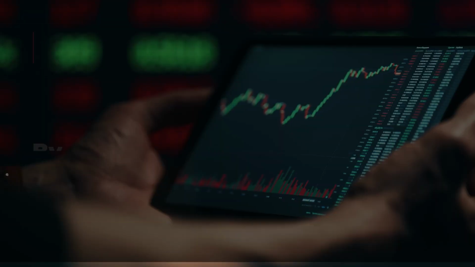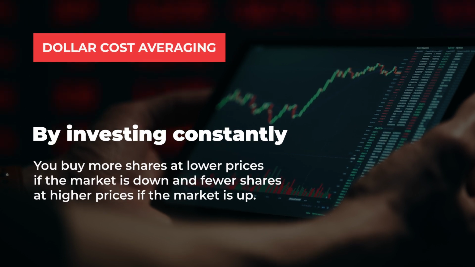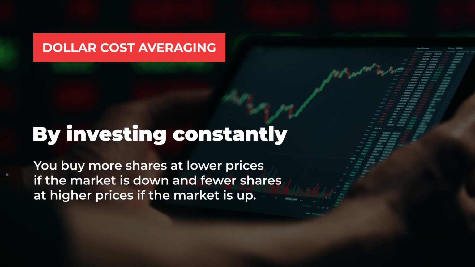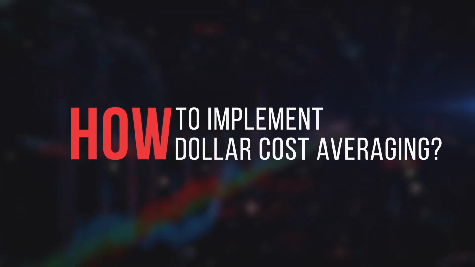Now, this is because by investing constantly, whether the market is up or down, means you buy more shares at a lower price if the market is down, and fewer shares at a higher price if the market is up. So how do we implement dollar cost averaging? Now we know what DCA is, but how do we actually start doing DCA?